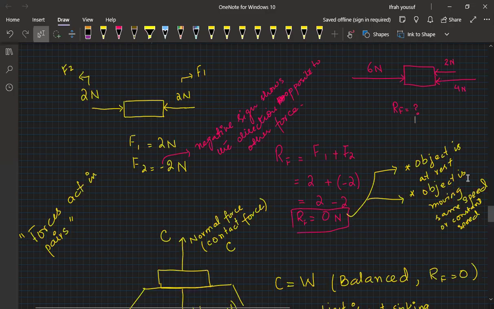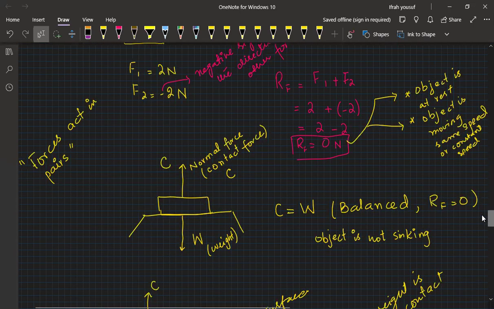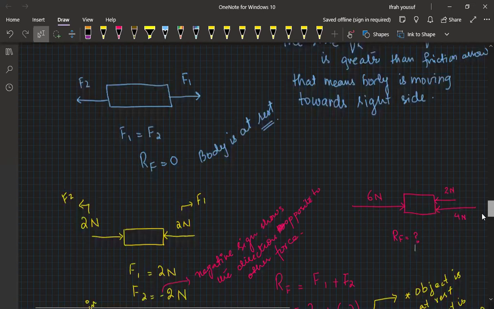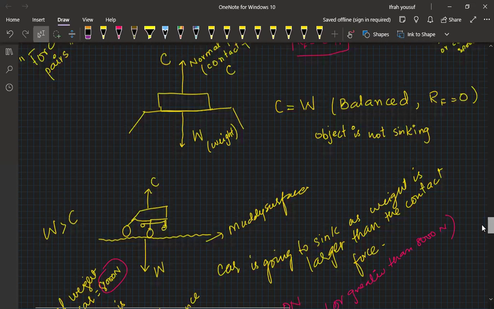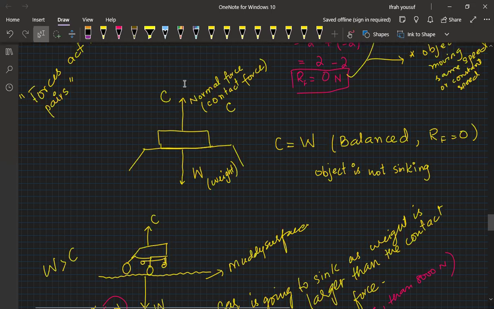So I hope the concept of balanced and unbalanced forces is clear. Now, in the same way, we were dealing with the horizontal forces, right? ये इस तरह हम forces की बात कर रहे थे horizontally. Now, if we talk about the vertical forces, a contact force and a weight. If the object is placed on the table or on the ground, the upward force we call a normal force or contact force, and we label it with a capital C.